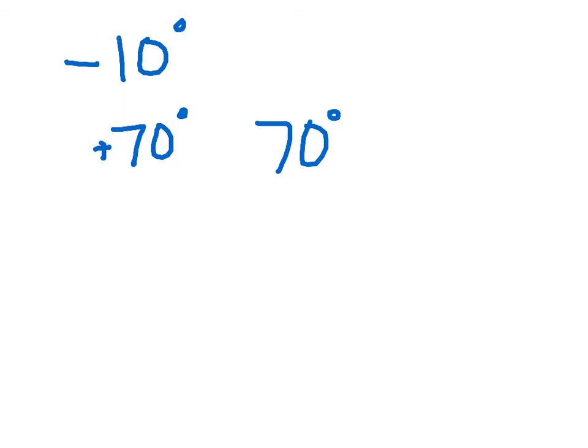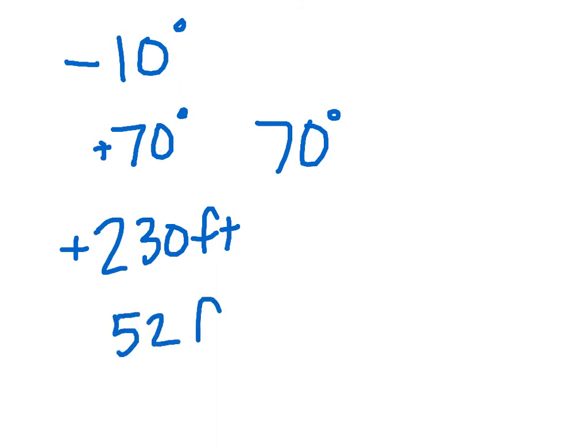Okay, how would you say 230 feet above sea level? We're going to go ahead and just write that as 230 feet. We'll say plus because that is above sea level. And 52 feet below sea level would be 52 feet. And that one would be a negative.